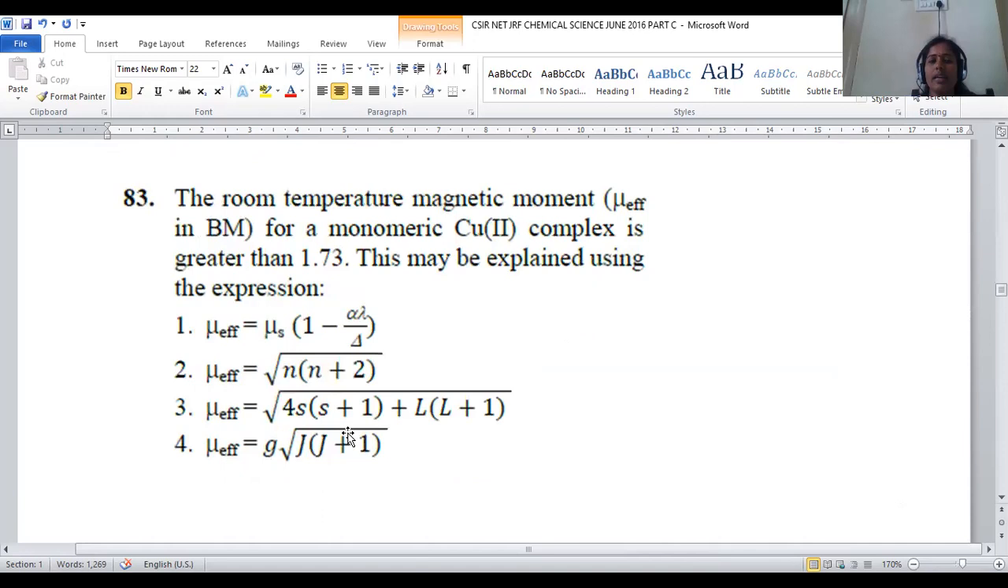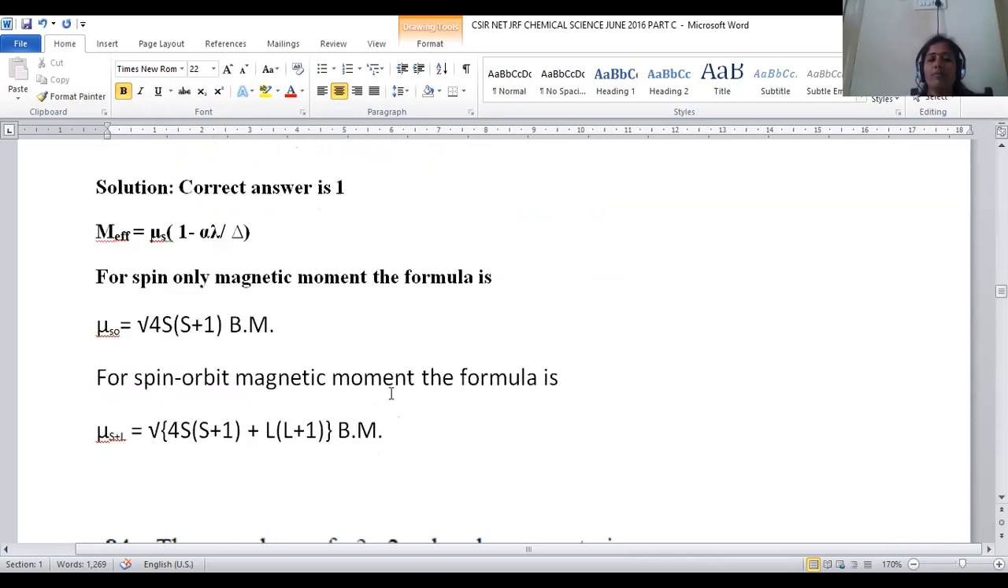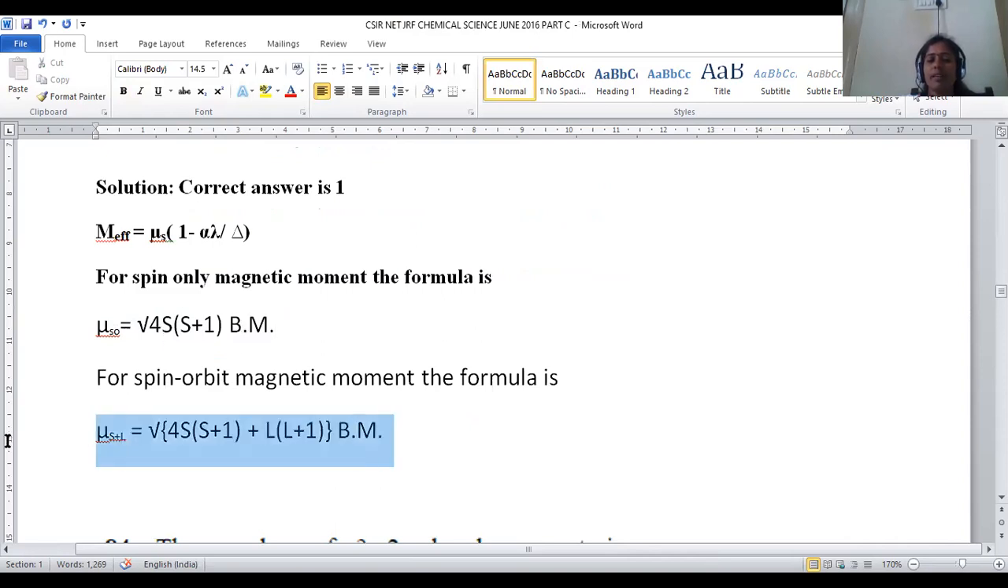Let us move on to question number 83. The room temperature magnetic moment for monoatomic copper plus 2 complexes is greater than 1.73. This may be explained using the expression. Here, magnetic moment can be calculated by 3 different empirical formulas. If only spin contributes to the magnetic moment, the formula is under root 4S into S plus 1. If spin and orbit are both coupling, mu S plus L is calculated as under root 4S into S plus 1 plus L into L plus 1 Bohr magnetons. This is the formula for spin-orbit coupling.